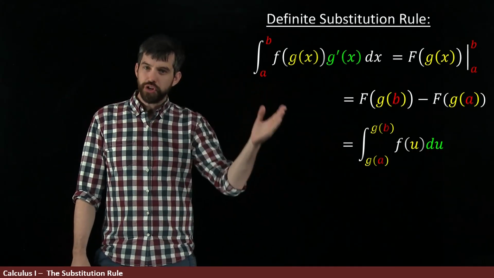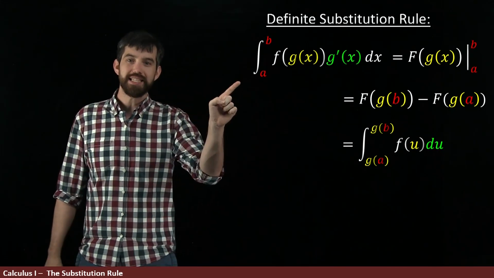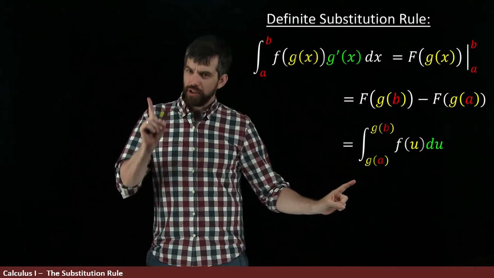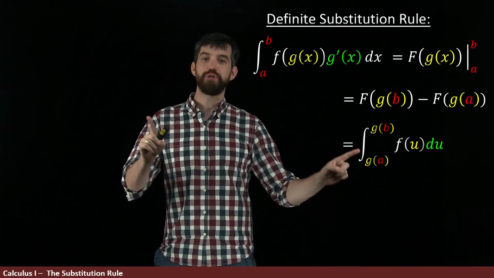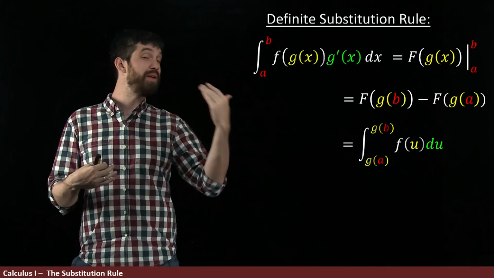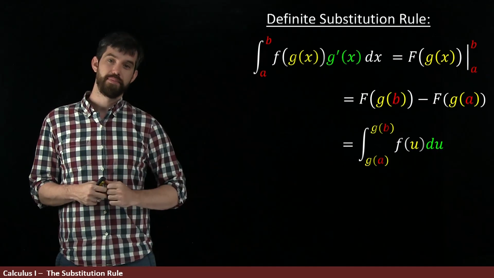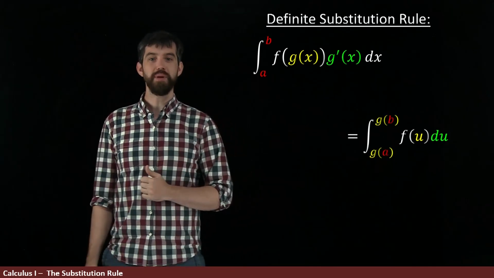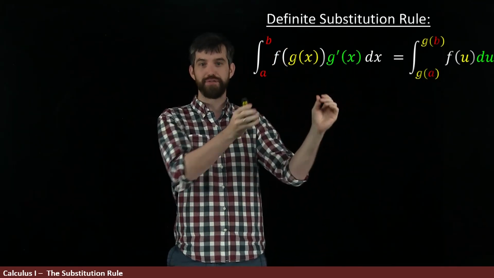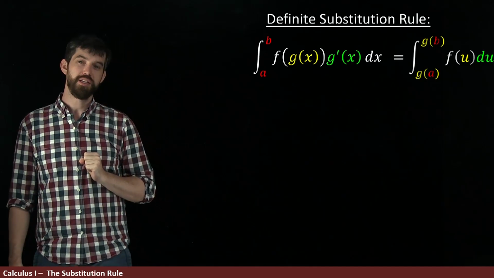And when you change these formats, you also have to change the limits of integration. This says x equals a to x equals b. But down here, this says u equals g of a up to u equals g of b. And that should make sense since u was defined to be g of x. When x was a, then u should be g of a. So now we have this nice formula. Let's put it all together. We have that the definite integral from a to b of functions of this form is the integral from g of a to g of b of f of u du.